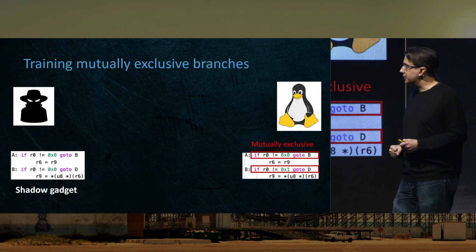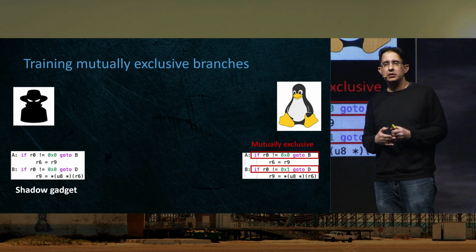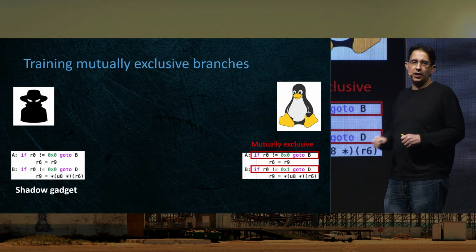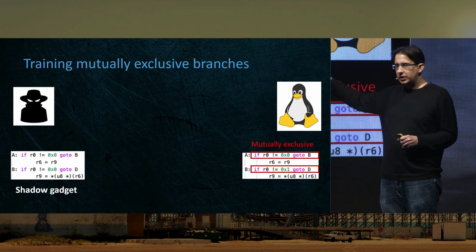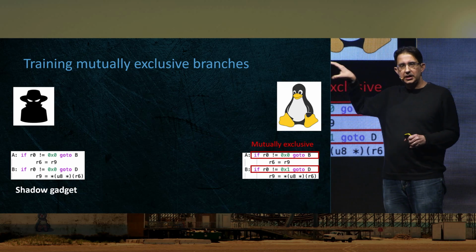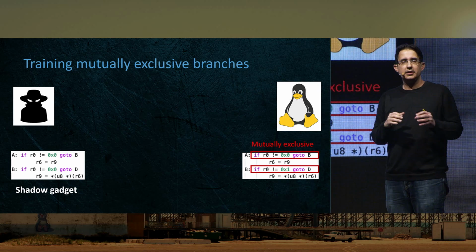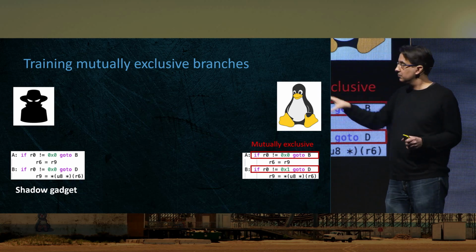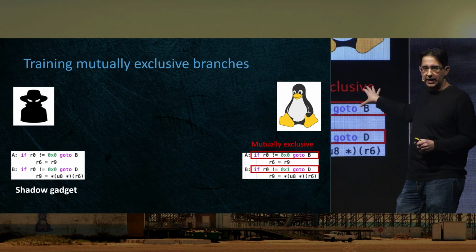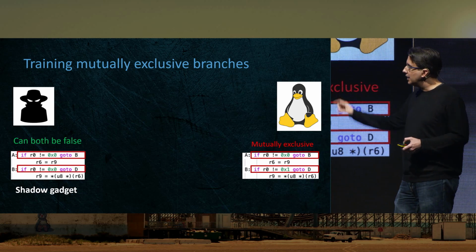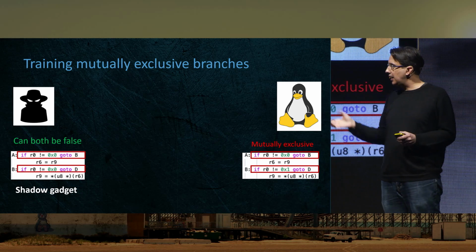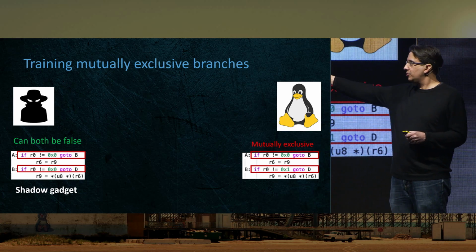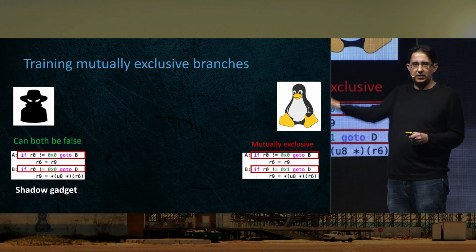So to solve this challenge, we use a technique called out-of-place training. Instead of invoking the actual eBPF program, we allocate some code gadget in the address space of the attacking process. This is called the shadow gadget. It contains exactly the same x86 code that the compiled eBPF code will contain, with one small difference. The conditions here are slightly different. Instead of mutually exclusive, they are the same condition. And then it's automatically the case that if one of them is false, then both of them are false.